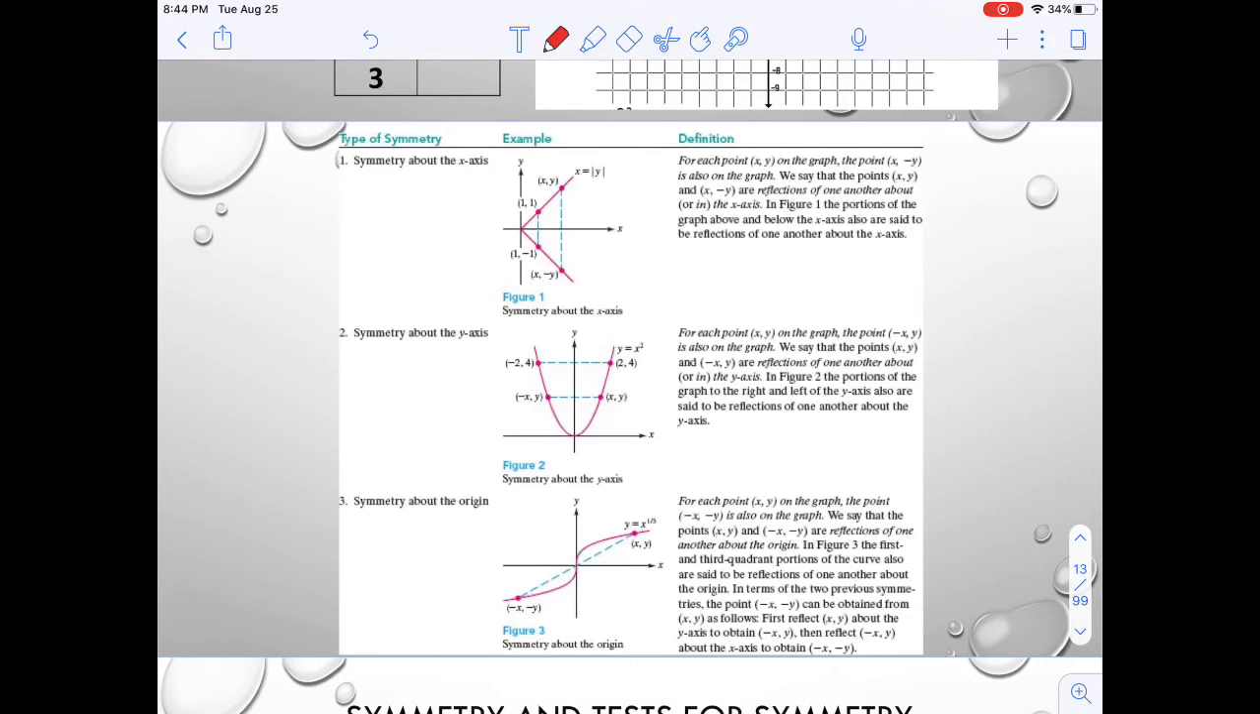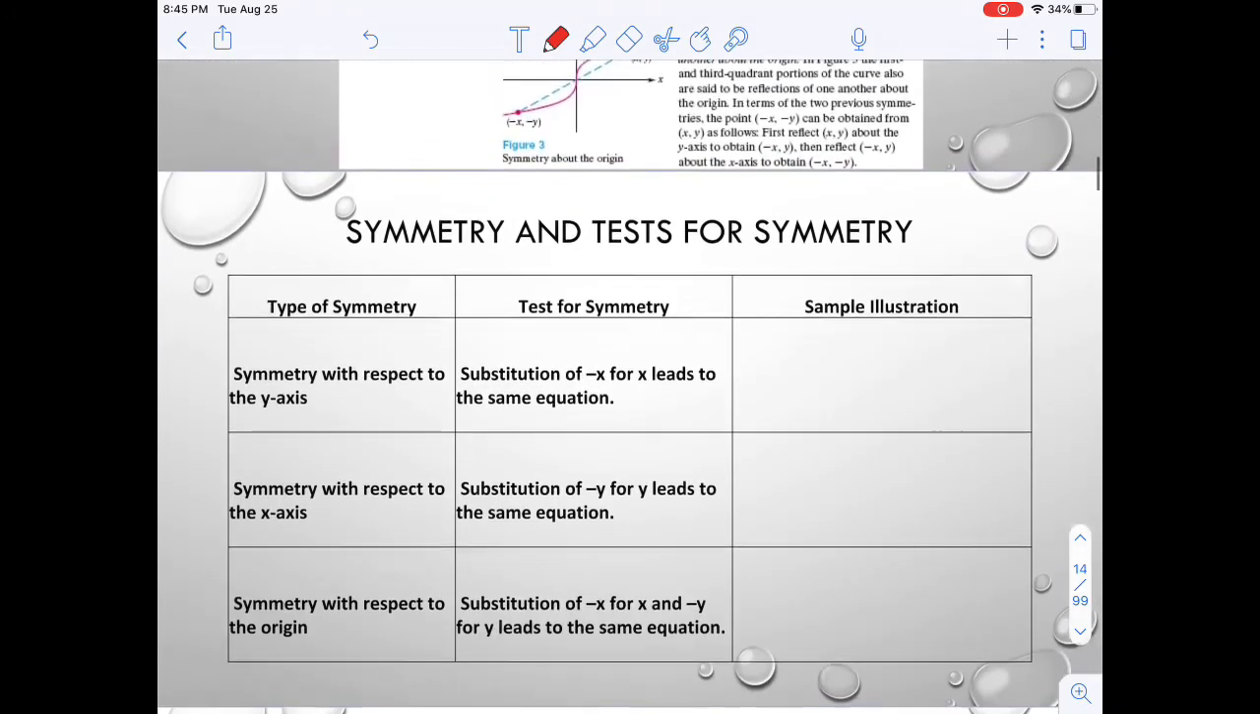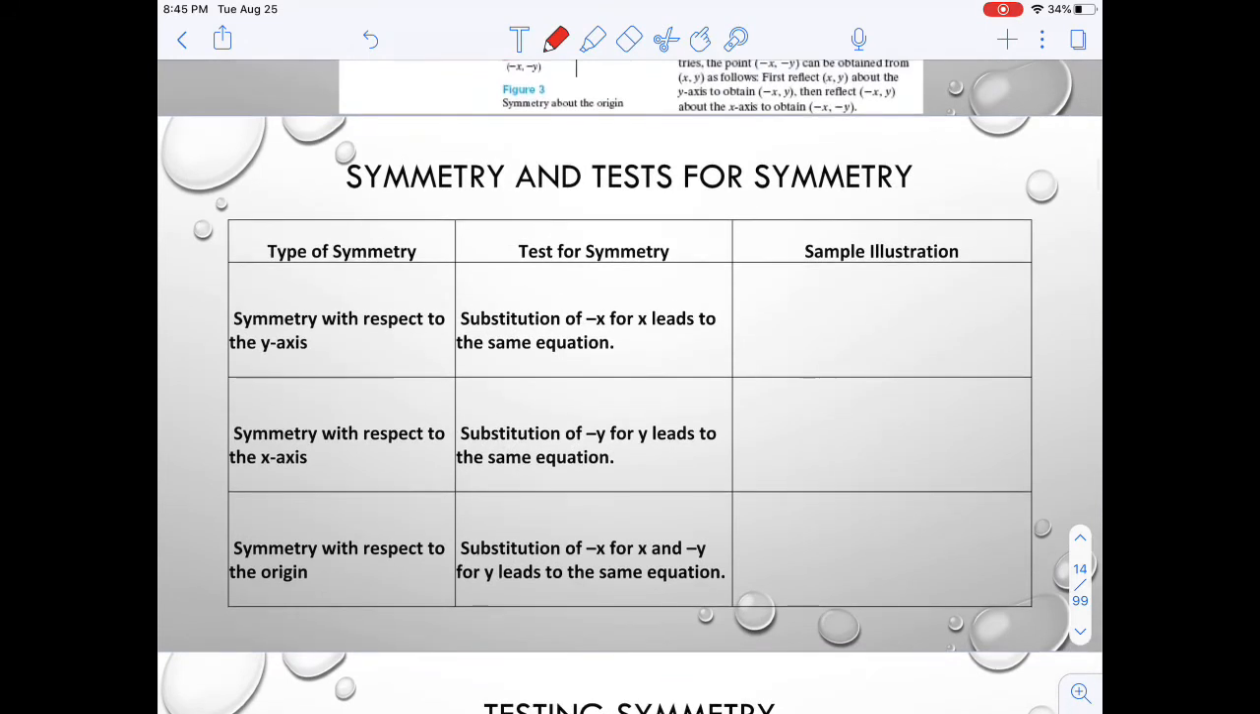And we also have symmetry about the origin. For every point x, y on the graph, the point -x, -y must also be on the graph. You can think of symmetry about the origin as either a rotation of 180 degrees, or as a reflection over x and then a reflection over y, or vice versa, reflection over y, then a reflection over x, and you will still get that same origin symmetry.